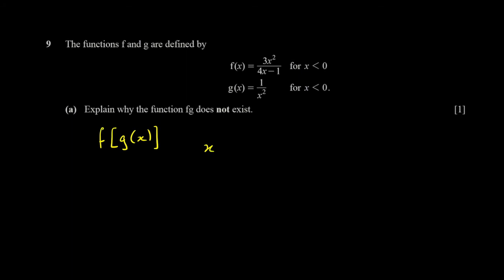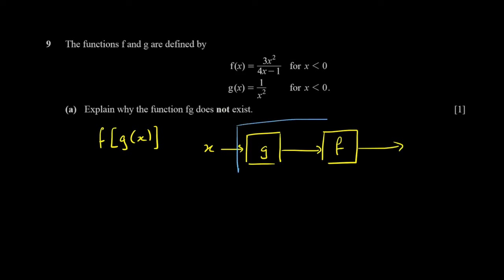Now, another way to think about that is kind of with this diagram here. Let's say we've got the input x. The input x first goes in to the function g, and then the output of that goes into the function f. Okay, and that's how we get our full thing, right? So this whole thing represents fg, right? First goes into the function g, then goes into the function f.